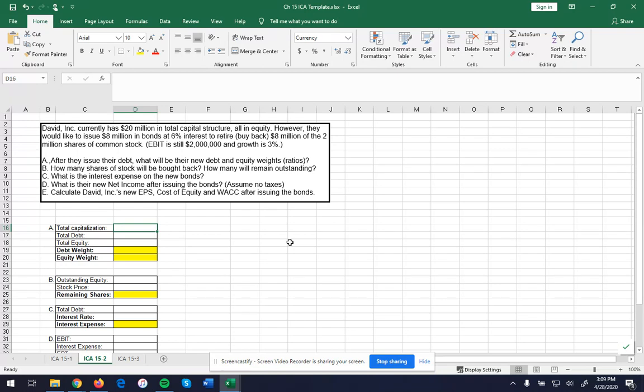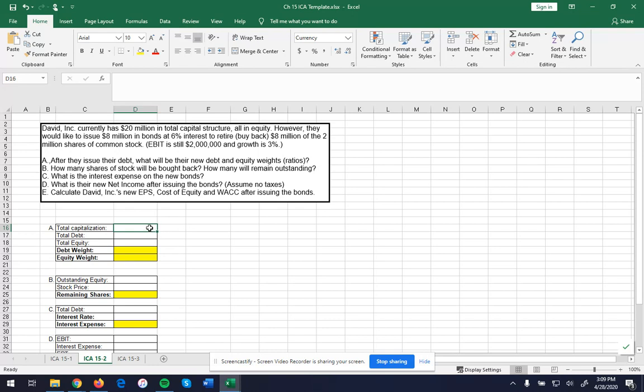So 5 questions that we need to look at. A, after they issue their debt, what will be their new debt and equity weights or their structure? B, how many shares of stock will be bought back? How many will remain outstanding? C, what is the interest expense on the new bonds? D, what is their new net income after issuing the bonds, assuming no taxes? And E, calculate their new earnings per share, cost of equity, and weighted average cost of capital. So let's look at these.